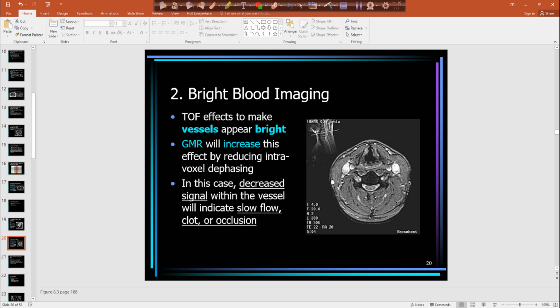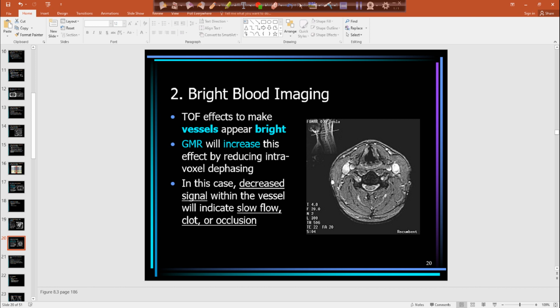So just a quick recap of bright blood imaging. Due to our time of flight effects, the blood flow within the vessel is going to appear bright. Our gradient moment nulling or refocusing, also sometimes if you see an R there, will increase this effect by reducing our intravoxel dephasing.